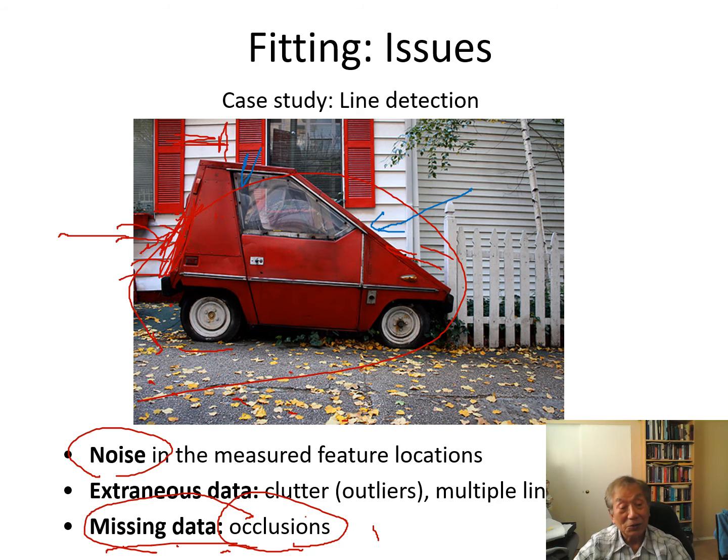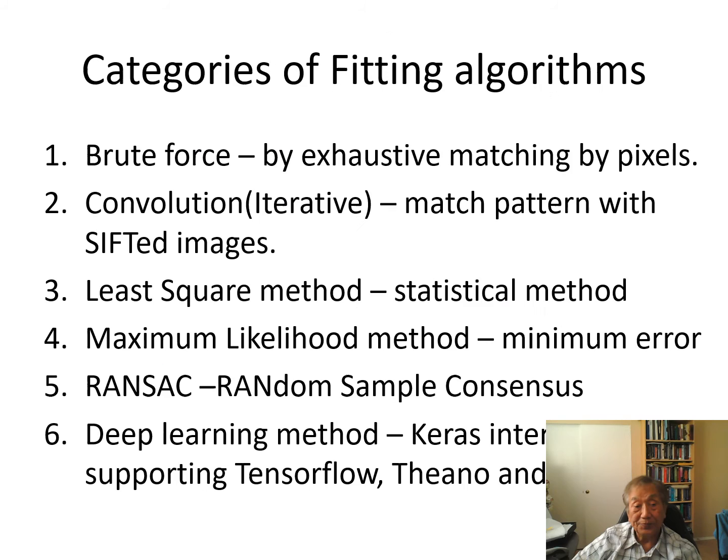The light just goes straight, so once there's any kind of obstacle, then it doesn't show. This part cannot be seen. So that's the kind of difficulty that exists in fitting. So there are many algorithms.